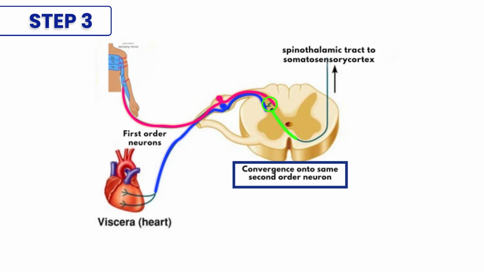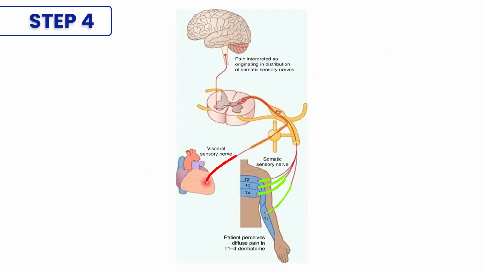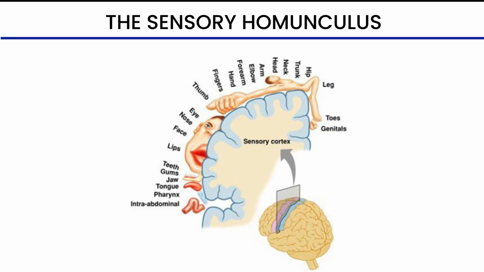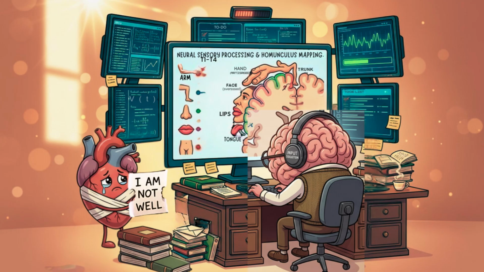The second order neuron crosses to the opposite side and ascends through the spinothalamic tract toward the somatosensory cortex of the brain. Here's the catch. The somatosensory cortex carries a built-in body map, the sensory homunculus, where every inch of the skin, every muscle has its own precise and unchanging spot. But a visceral organ like the heart has no clear spot here. The brain is trained to trust somatic maps, not the visceral one.